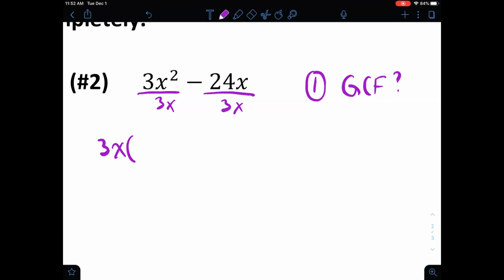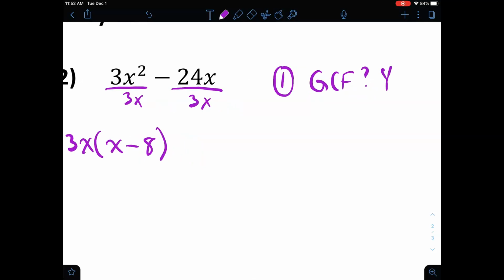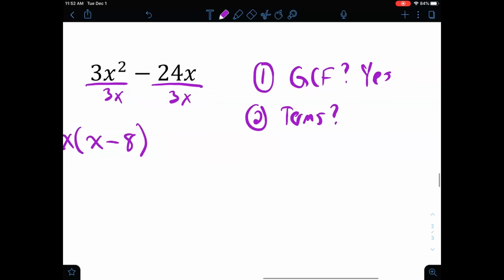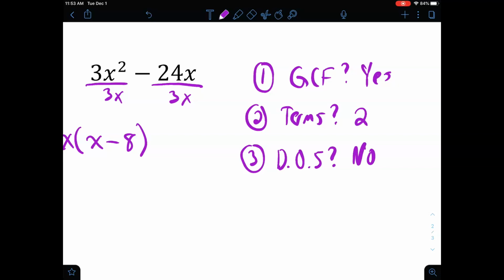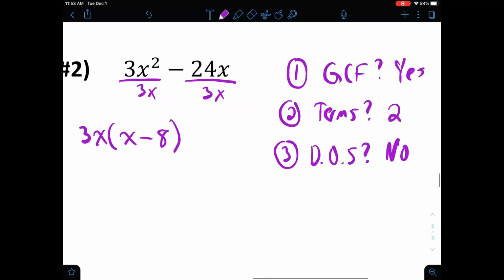So we divide 3x squared by 3x. It's going to be just x. The 3's cancel. 2 minus 1 is 1x. Negative 24 divided by 3 is negative 8. And then x divided by x is going to cancel, and we get our answer of this. So GCF was yes. Terms for the inside part of the parentheses is 2. Then we check, is it a difference of squares? And the answer is no, they are not even squares. This is not a square, this is not a square, so this is where we stop.